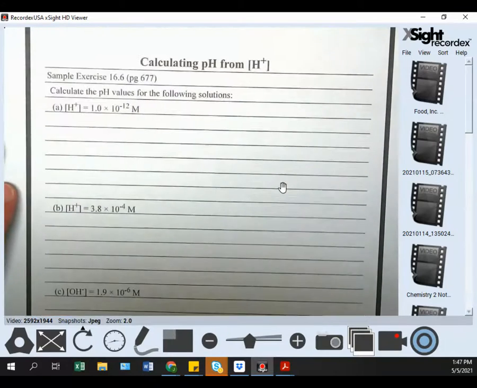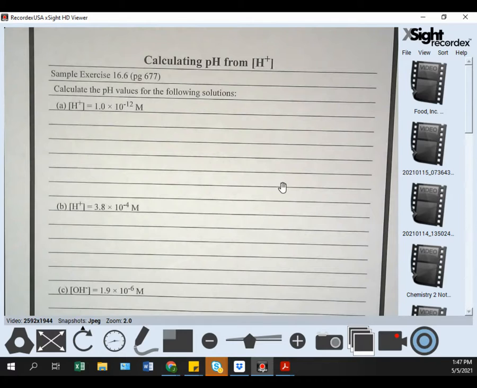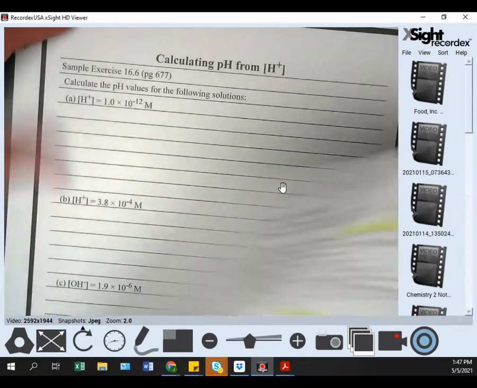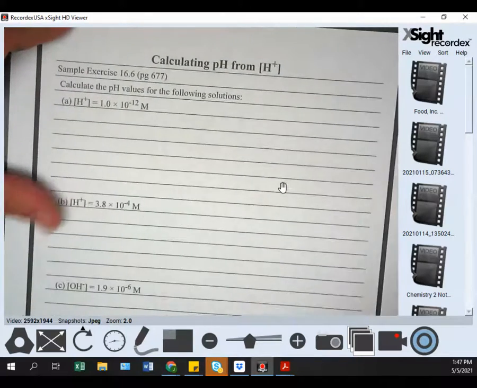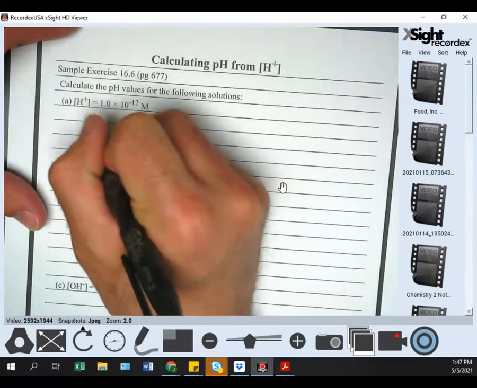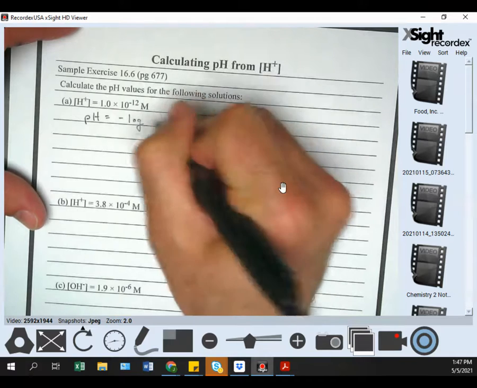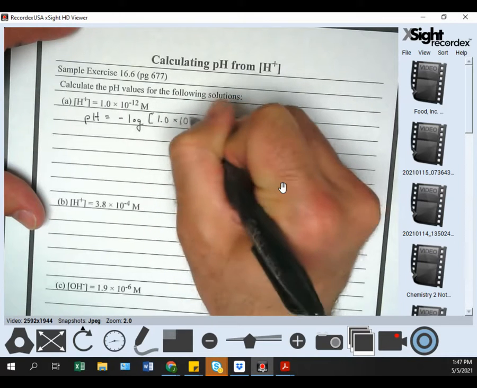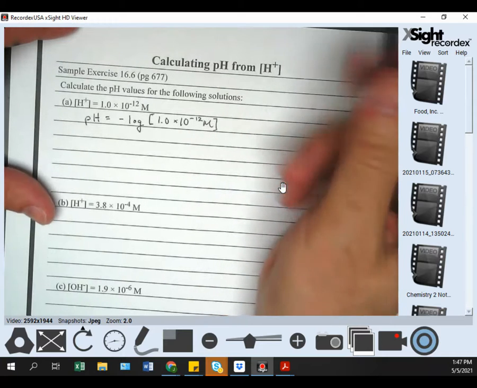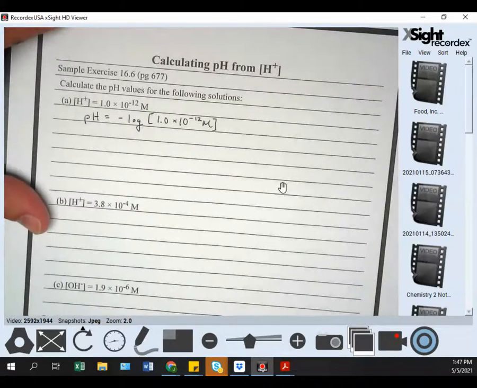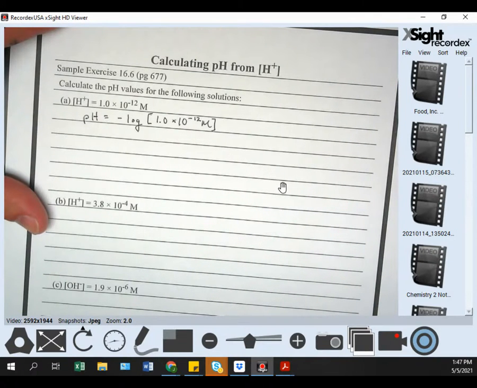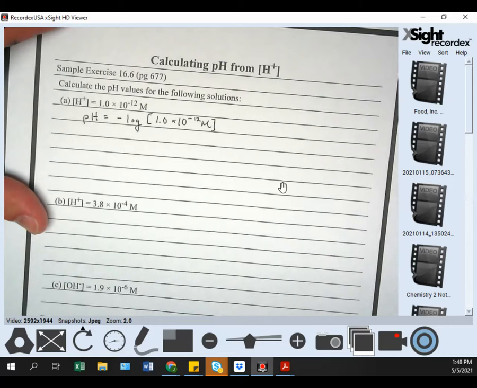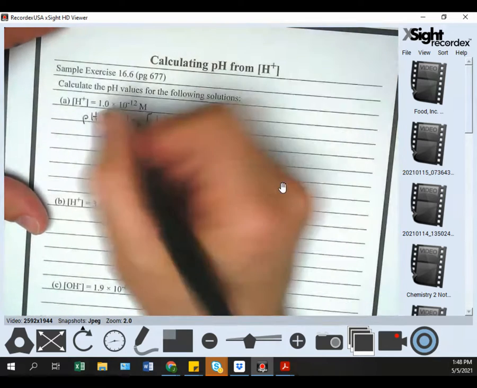Okay. So all you're doing, calculating the pH values, is using this, depending on what you have. pH equals negative log of the hydrogen concentration. So 1.0 times 10 to the negative 12th molar. And then you just literally type that in your calculator. So pH is 12.